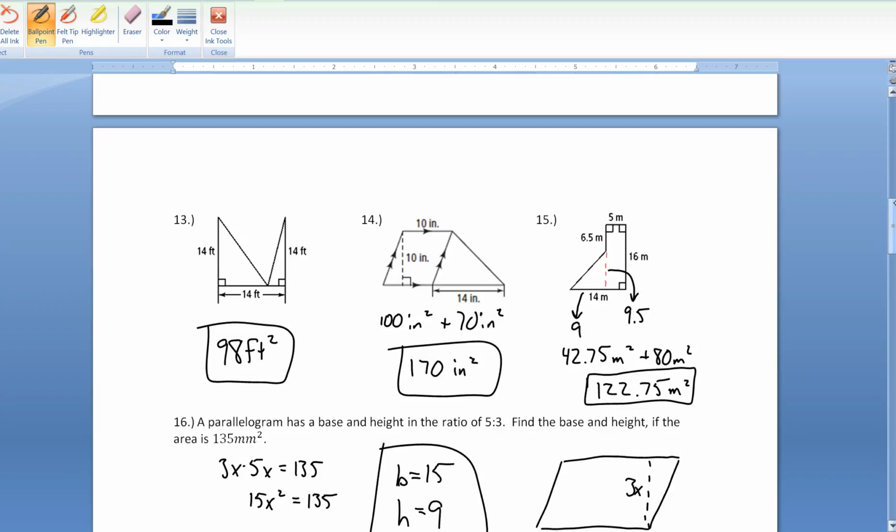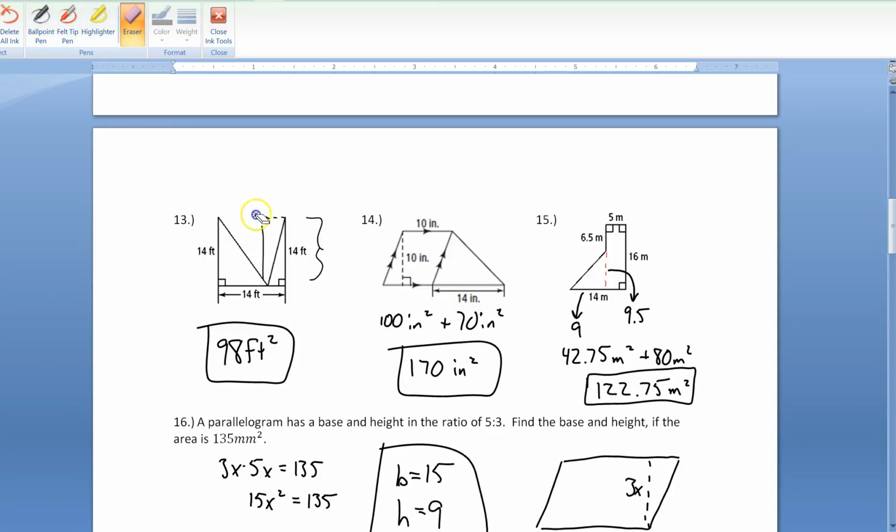For these, there's a couple ways to approach these. Most of you for number 13 probably drew this line across the top to create a square. And then from there, you take the area of the square minus the area of this triangle that I've just created, which has a base of 14 and also a height of 14 as well because of this side. So then you can find the area of that triangle and subtract it from the square. The interesting thing about that is you're going to find out that it's actually half of the square.